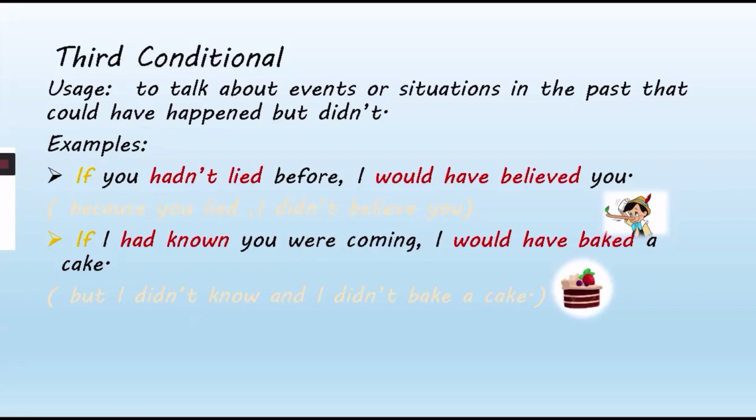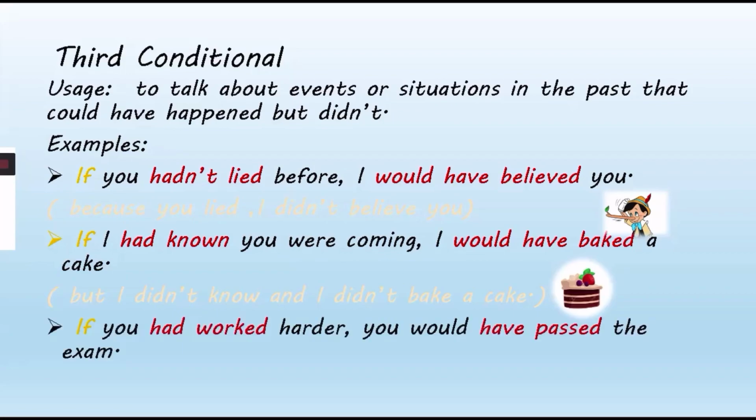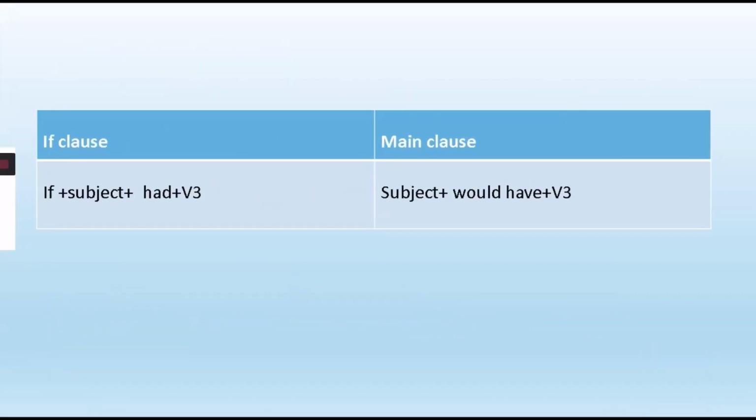No more, no less. And last example says, if you had worked harder, you would have passed the exam. Okay, so what does this example mean? It means he didn't work hard and he didn't pass the exam. Okay, so that's all for the third conditional. Again, why do we use it? To talk about events or situations in the past that could have happened but didn't. You cannot change the past.